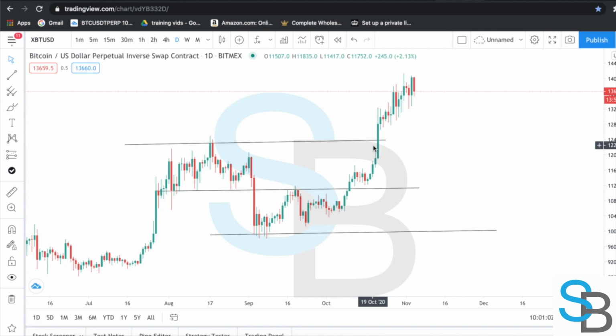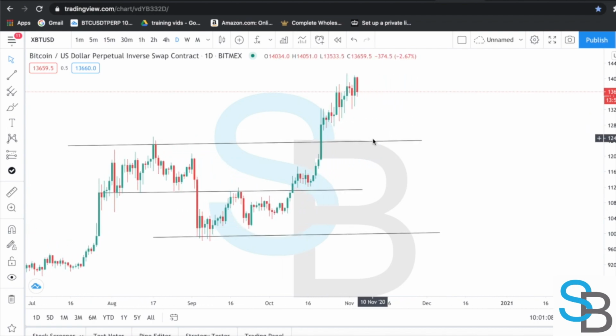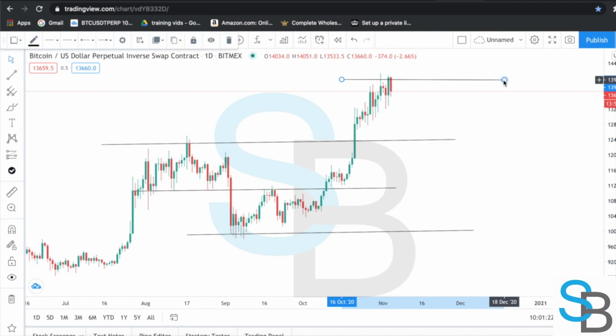What happened next? As you can see, the resistance level got broken out. Now this is our support level. We have to look for buying opportunities over here. And the resistance level, as you can see, the price cannot surpass this region. This is our mini resistance zone, which we have to keep an eye on. This is our resistance zone.